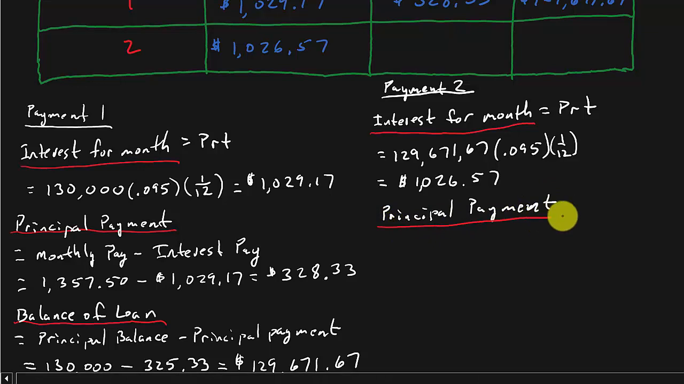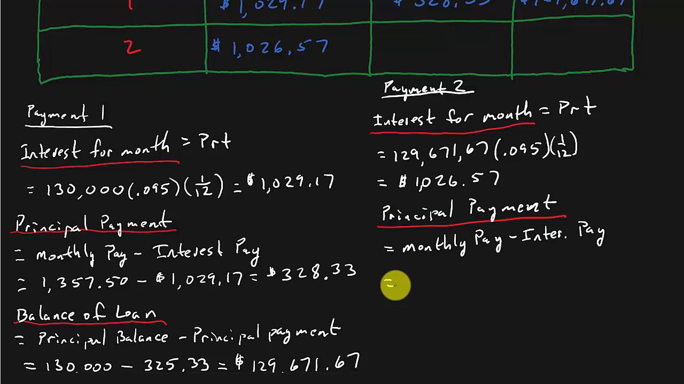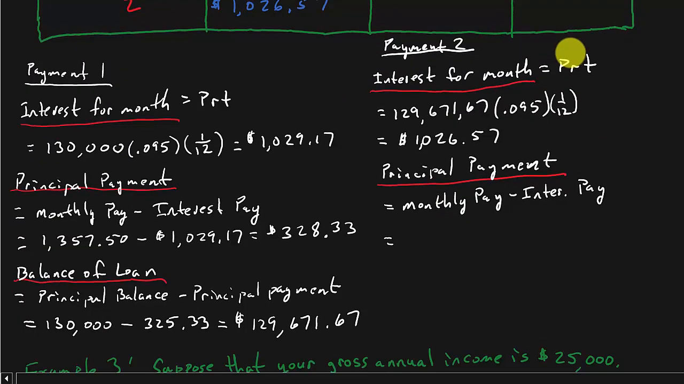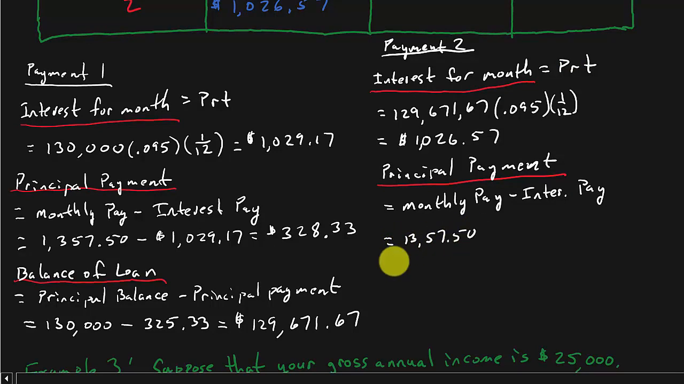Okay. The principal payment. Well, remember, that's the monthly payment minus the interest payment. So what's the monthly payment? Now remember, the monthly payments, they're not changing. We calculated the monthly payments up here. So the monthly payment, that's the $1,357.50. Whoop, comma in the wrong spot.